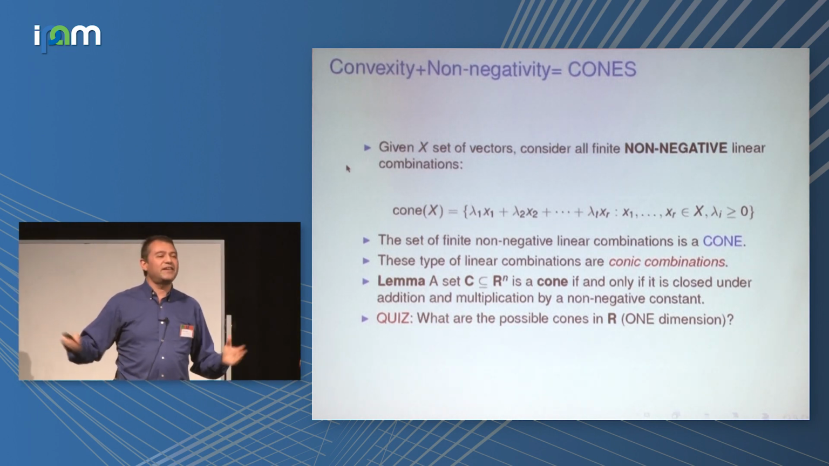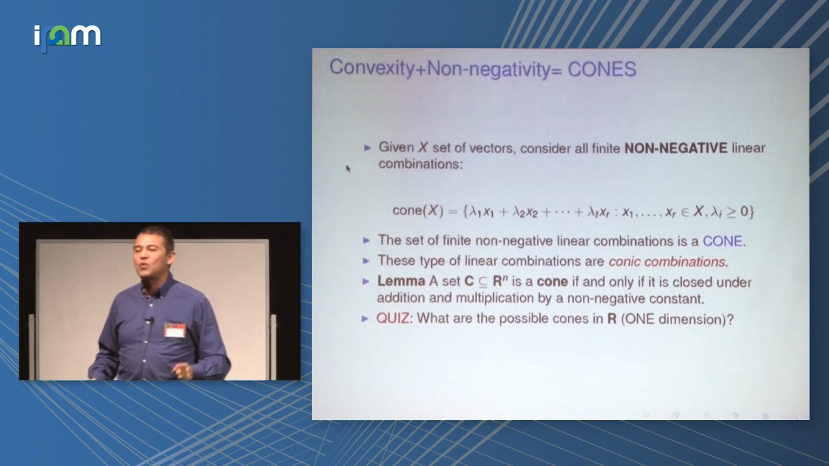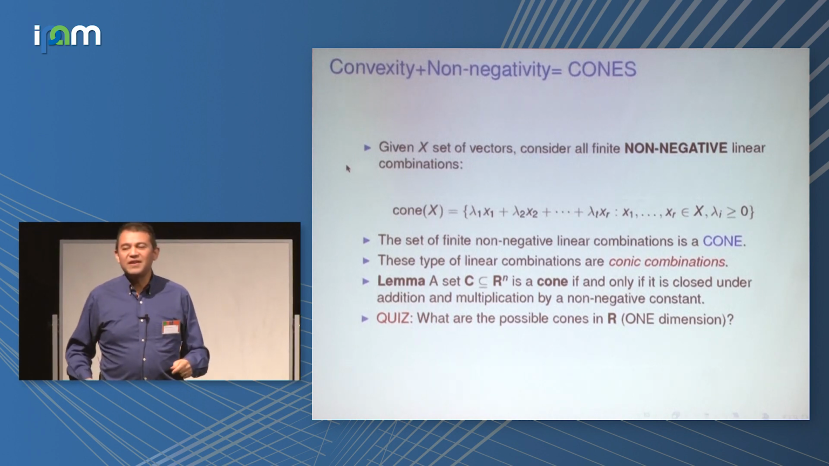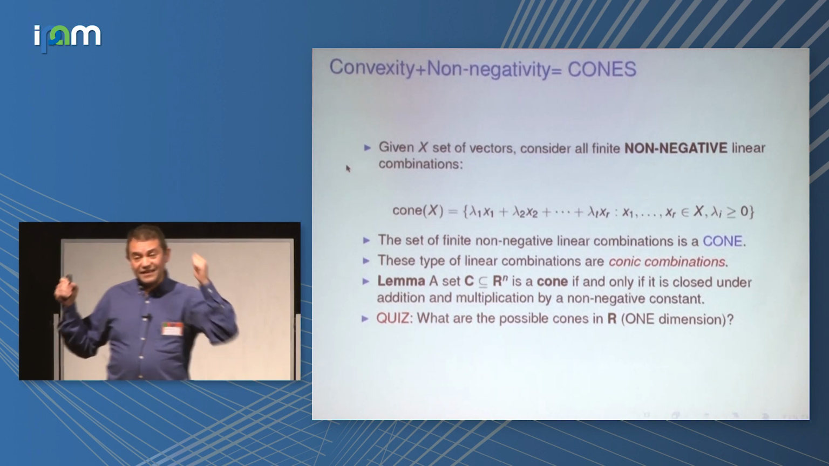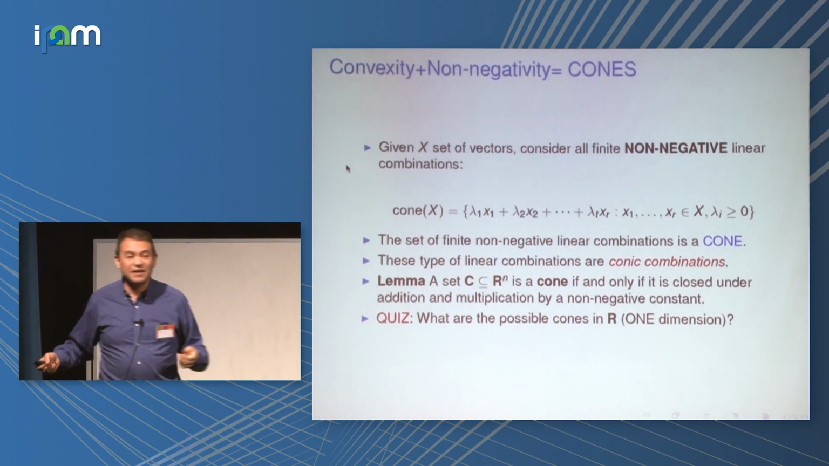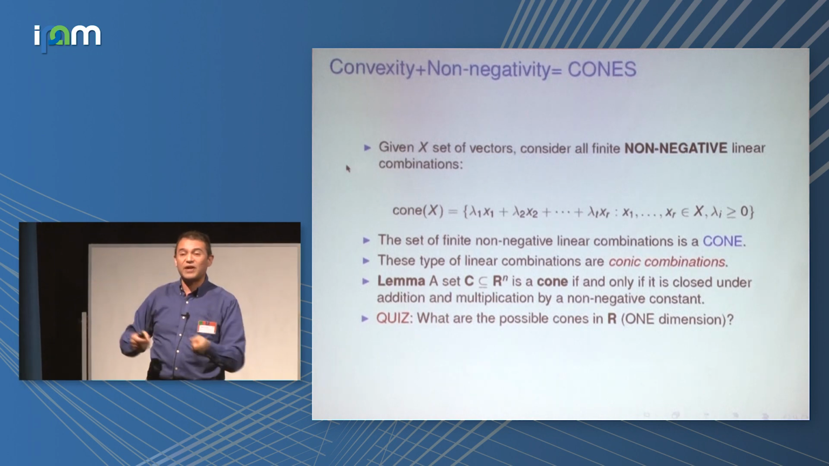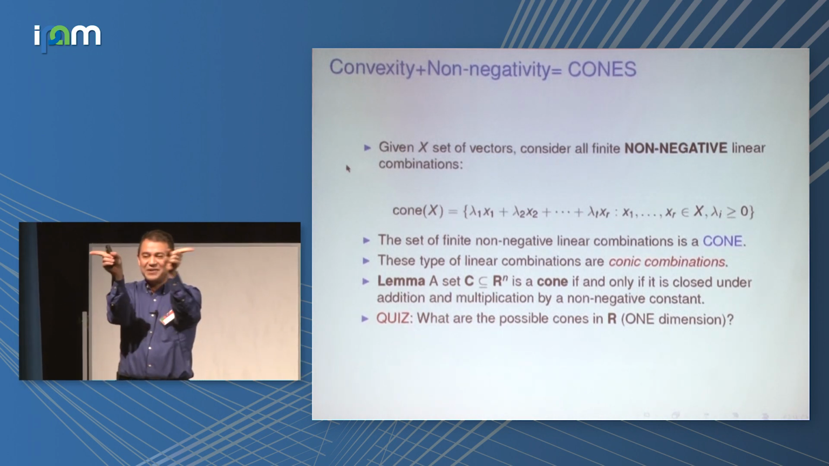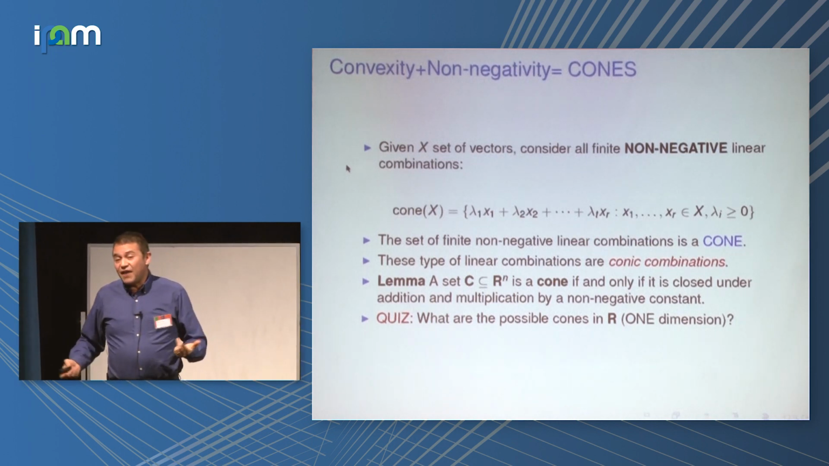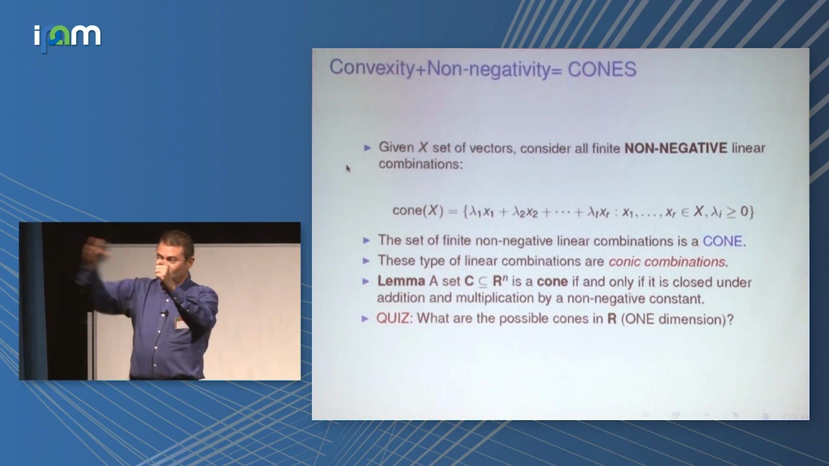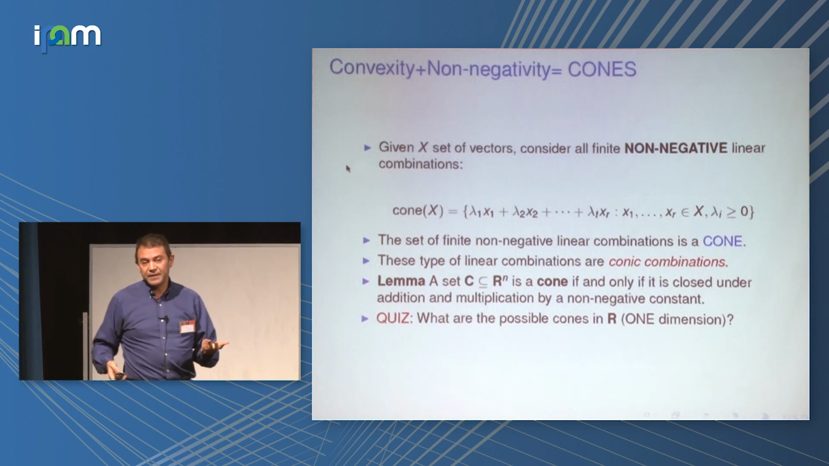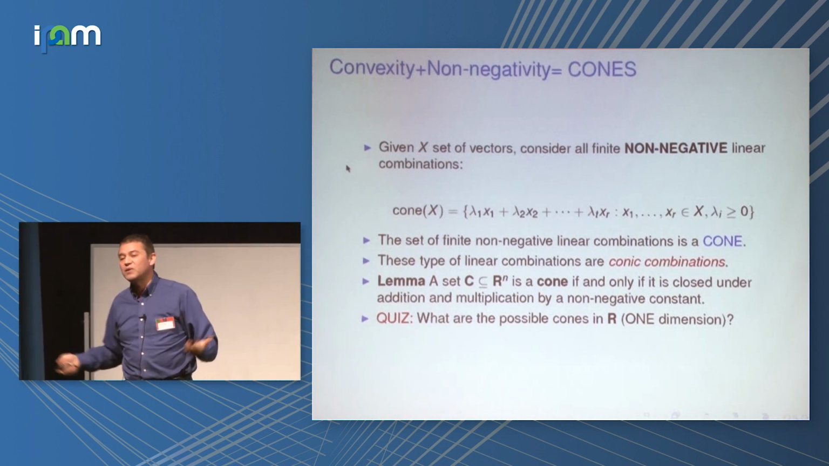Okay, little quiz for the audience. What do you think should be the cones in dimension 1, in R1? For example, the 0 vector is a cone, it fits the definition. What else? We also have the entire line as a cone, because you can have the vectors 1 and -1, and you can go in both directions, right? And you can have half lines, from 0 to positive infinity or from 0 to negative infinity. You see that? So there's a very simple classification of all possible cones in dimension 1.